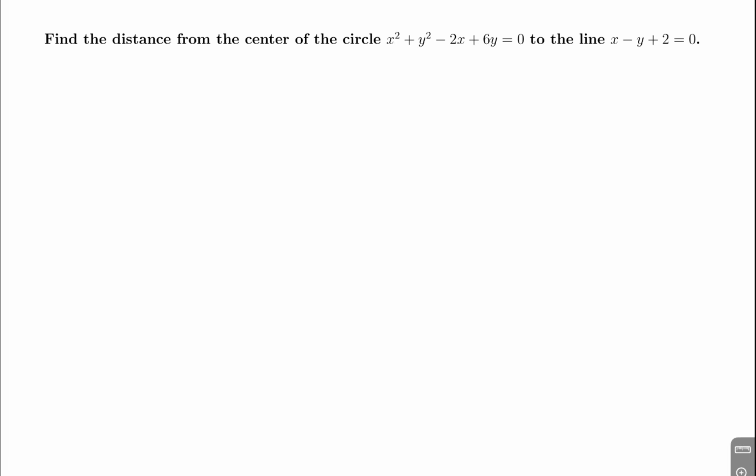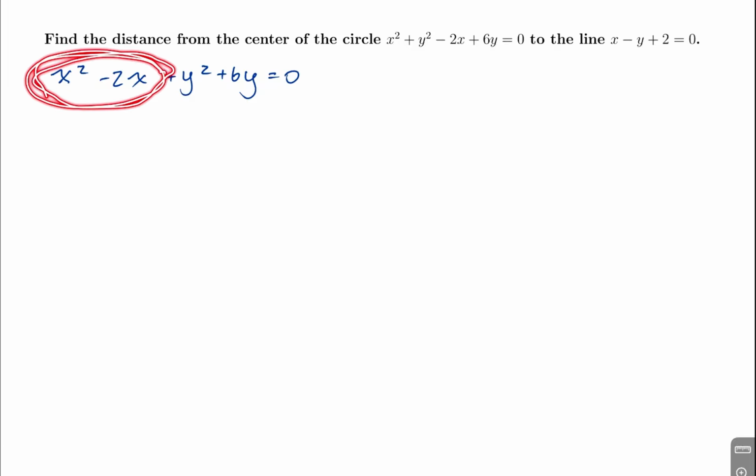So the first thing we're going to do is take this equation for the circle and complete the square for both parts. So we're going to rearrange it to put x together, so x squared minus 2x, and then put the two y's together, y squared plus 6y equals 0. For this first part, x squared minus 2x, what we need to complete the square is a plus 1. So I'm going to add that.